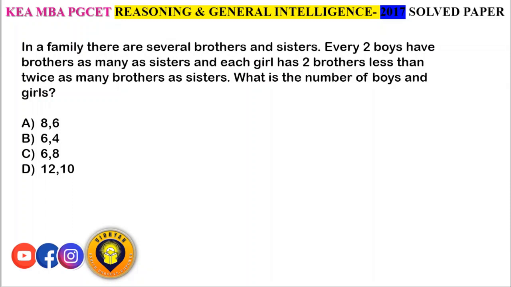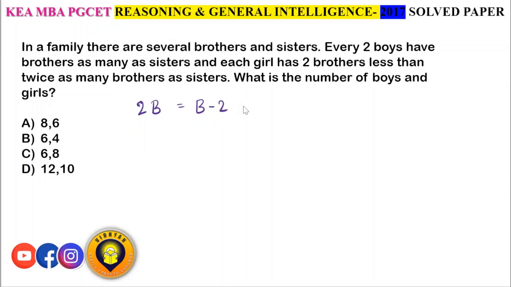In a family, there are several brothers and sisters. Every two boys have brothers as many as sisters. And each girl has two brothers less than twice as many brothers as sisters. So the first line says that every two boys have brothers as many as sisters. Let B be boys and S for girls. So every two boys will have how many brothers? They will have B minus two brothers, because two boys you have taken, so from total boys you have to subtract two, that will be remaining brothers.